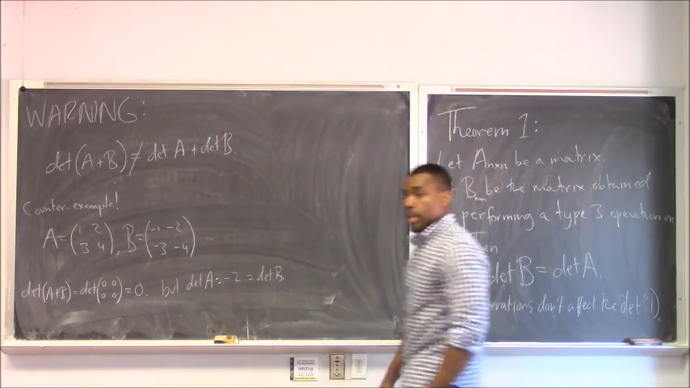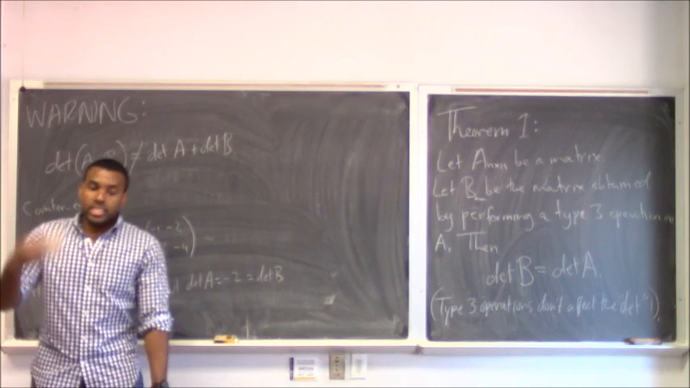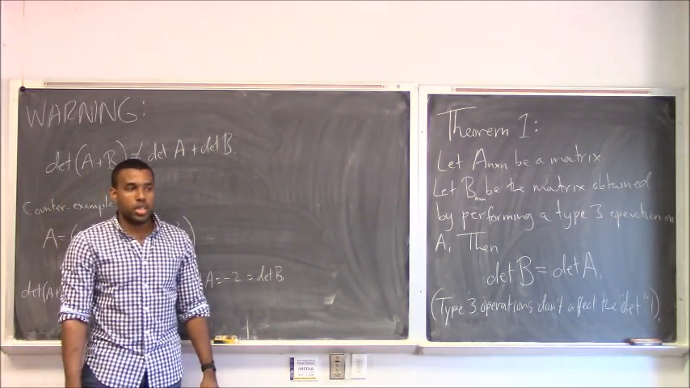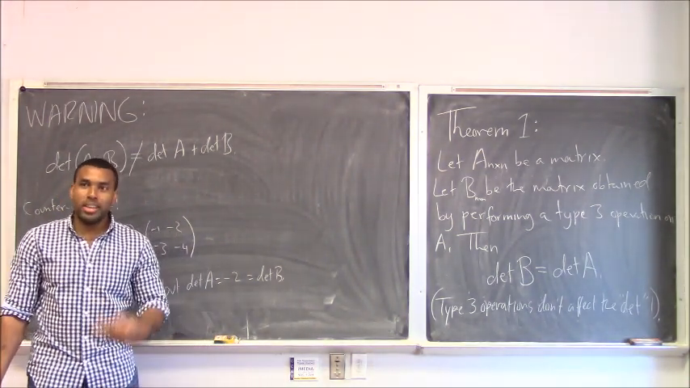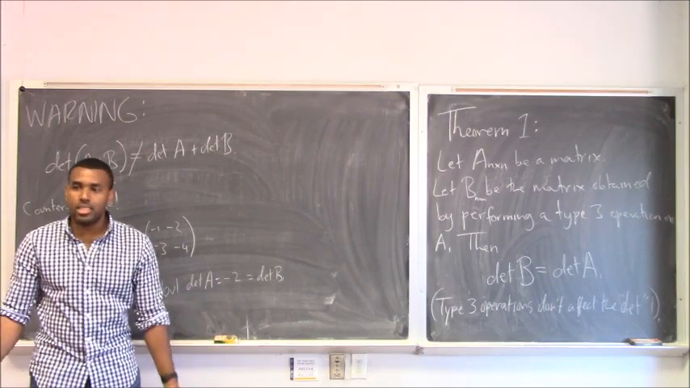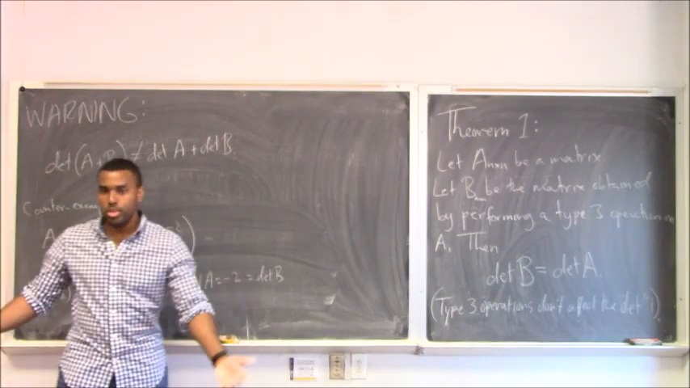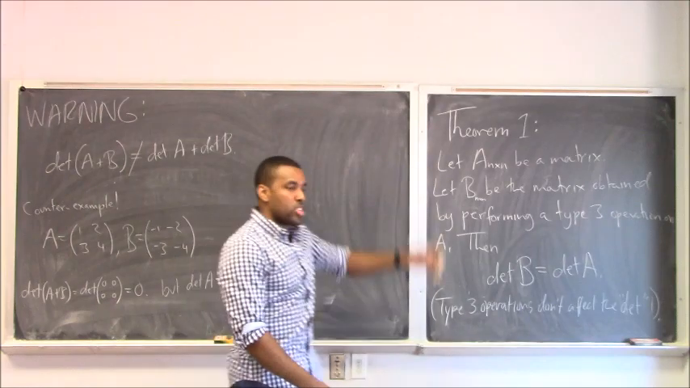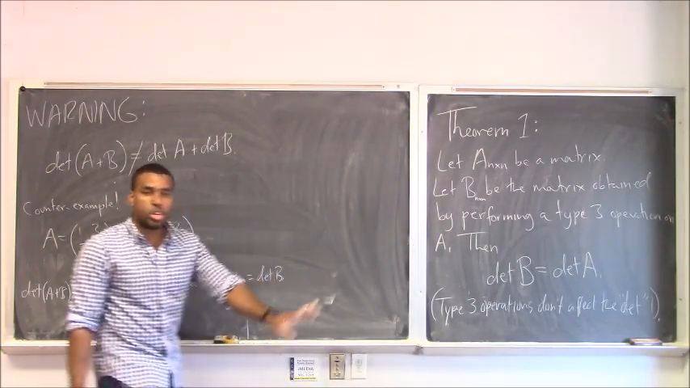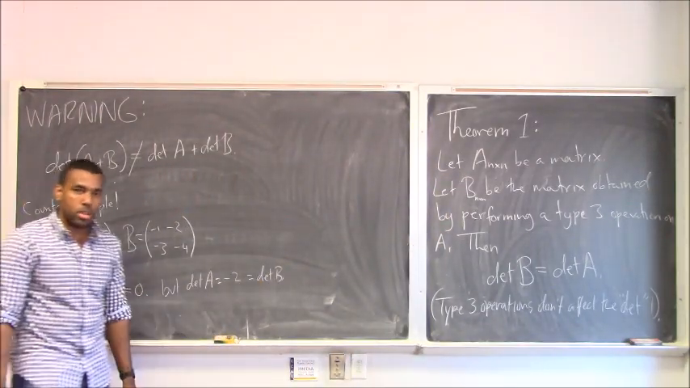Meaning if I have a matrix and I want to find its determinant, let's say I do a type 3 operation on that matrix first, then it turns out if I now find the determinant, I get exactly the same answer as I would have gotten if I didn't do it, right? I can take any matrix, do a bunch of type 3 operations, and the determinant will not change. The determinant will not be affected.